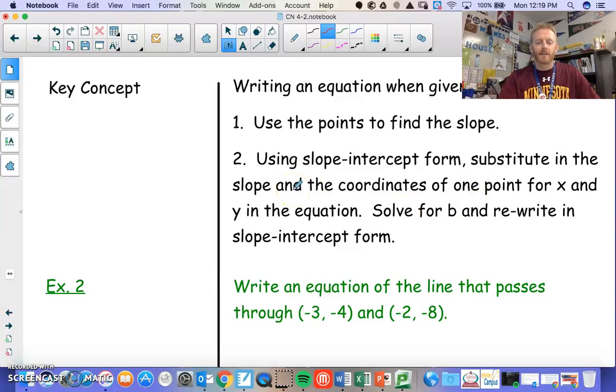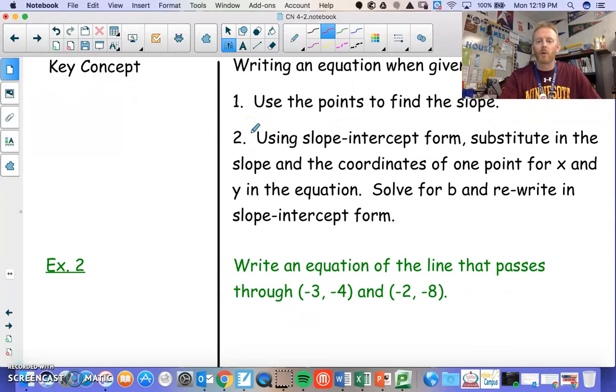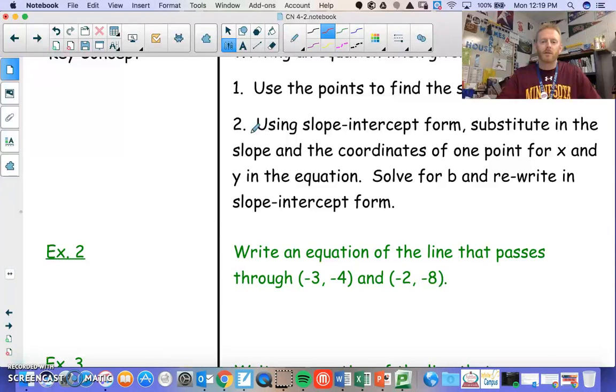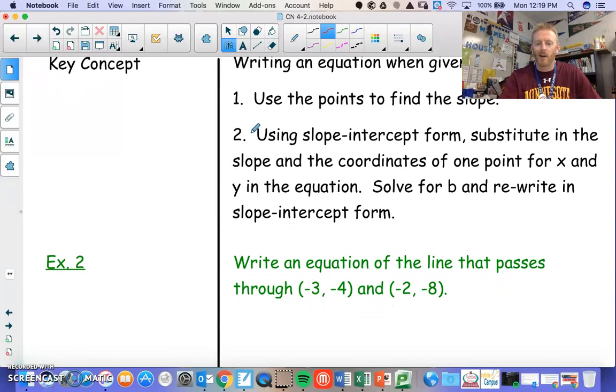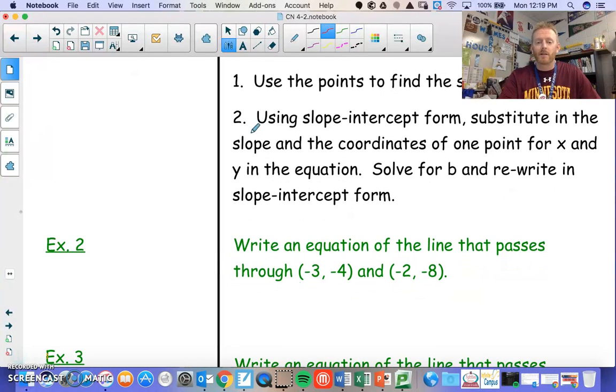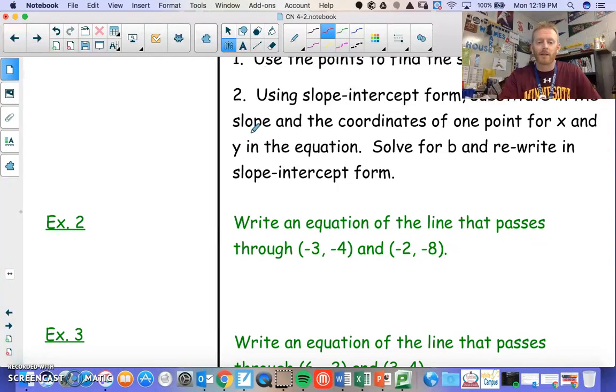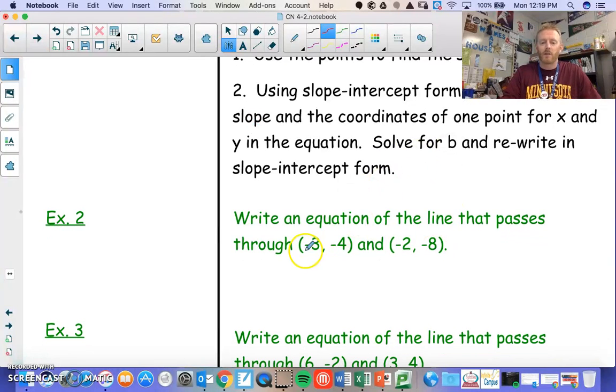There's other ideas. Sometimes they're going to give us 2 points. So if we have been given 2 points, you're going to use the points to find slope. You're going to then substitute with our x and our y. You're going to choose one of the points to be our x and our y. And then you'll solve for b and just do what we did last time. So again, finding slope, that's that y2 minus y1 over x2 minus x1 stuff.